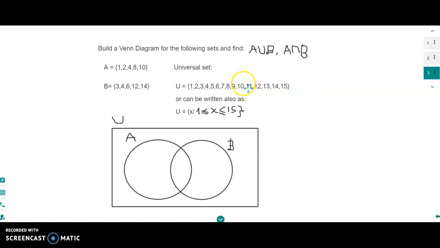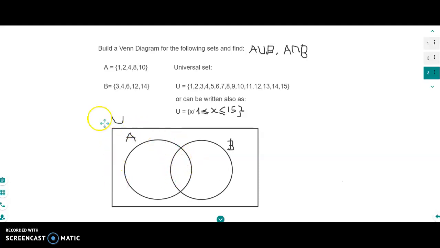11 is in the universal set, but it's not included in A nor in B, all right? But it's possible, okay? How can we represent these sets in a Venn diagram? This is very easy. Let's start with the intersection. For example, this zone, okay?